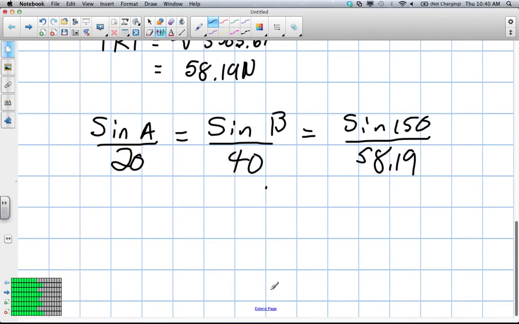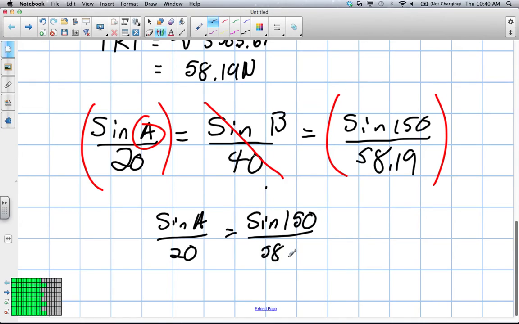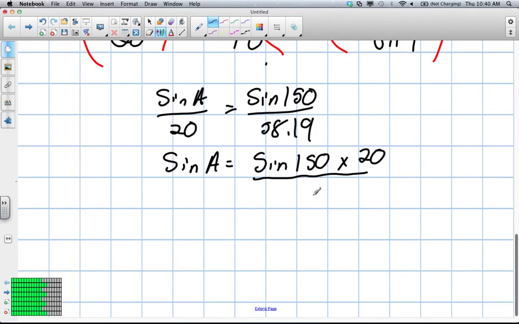Okay. Now, in order to use sine law to solve, I need a complete ratio, which I have here. And my goal is to figure out what sine A is, which means I don't need this middle ratio here. I can kind of drop it off of the equation. So, we're left with sine A divided by 20 is equal to sine 150 over 58.19. Okay. Sine A is equal to sine 150 times 20 divided by 58.19, which ends up being, do they got an answer for me in this one?